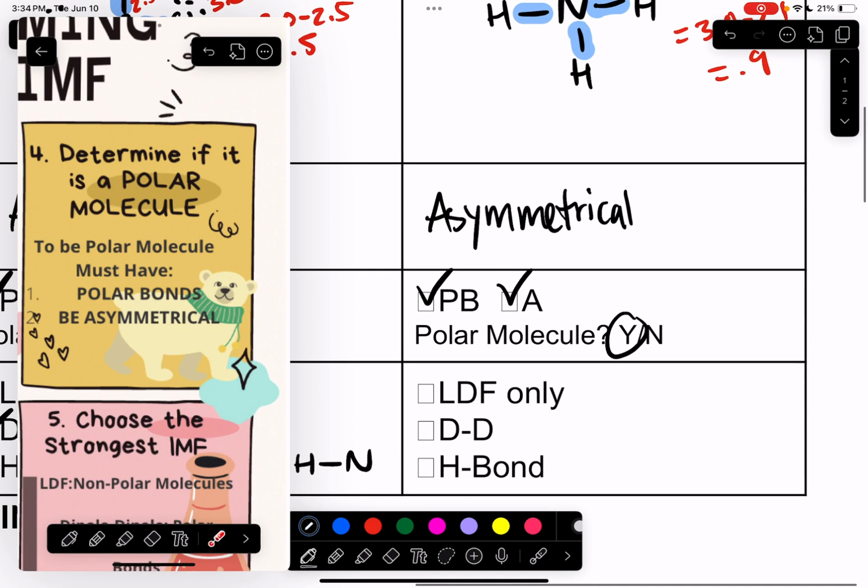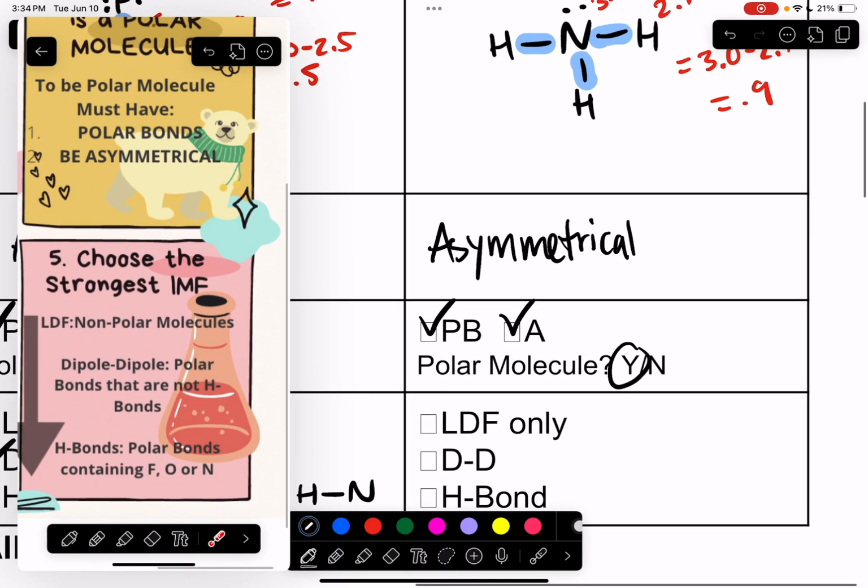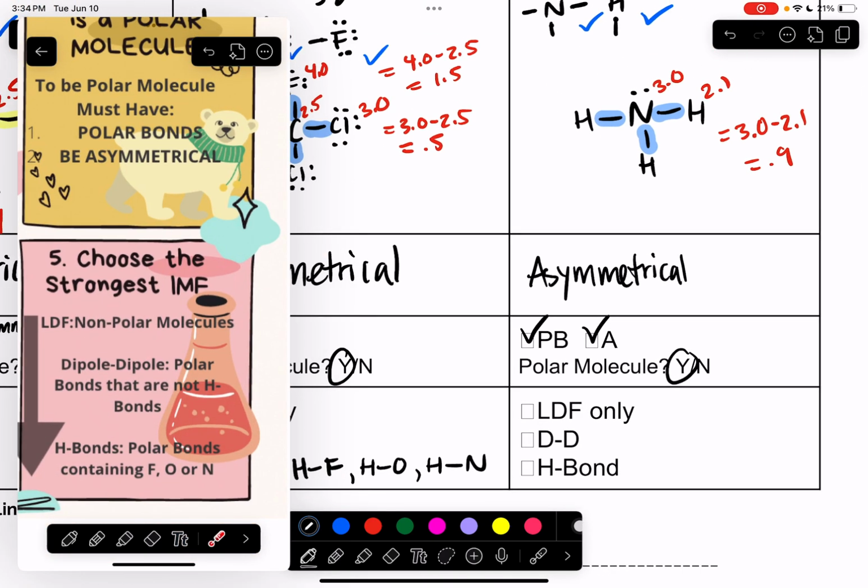Last step is figuring out, okay, what's the strongest IMF? Since this is a polar molecule, we have two options. It's either going to be dipole or H bonding. So we're going to look to see if we have an H bond, which is HF, HO, or H bonded to N. So it needs to be F, O, or N. If we look at this structure, it looks like we have multiple H bonds. So we have HN, HN, HN. So that's 3. So the strongest IMF is H bond.